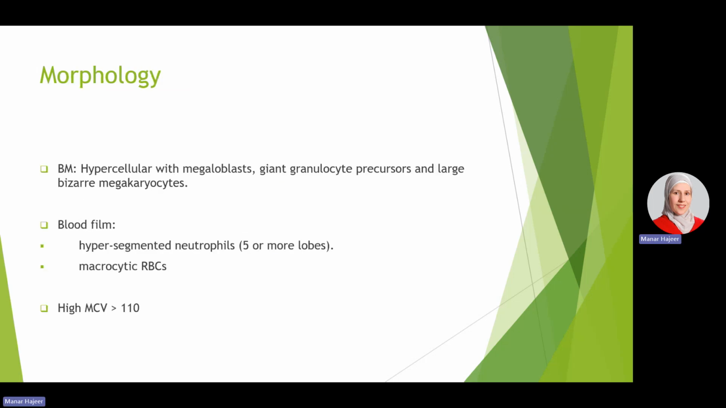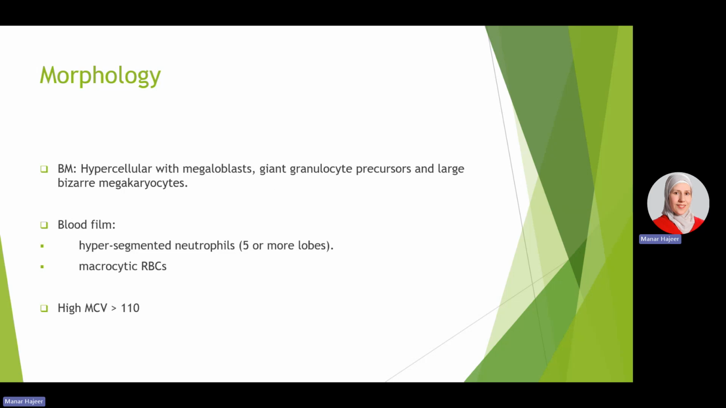Both of these types of anemia will have the same morphology on the blood film because the red blood cells will be large. We call them macrocytic. The MCV will be high, more than 100 or more than 110. Also, the blood film will contain neutrophils with an abnormal number of nuclear segments.